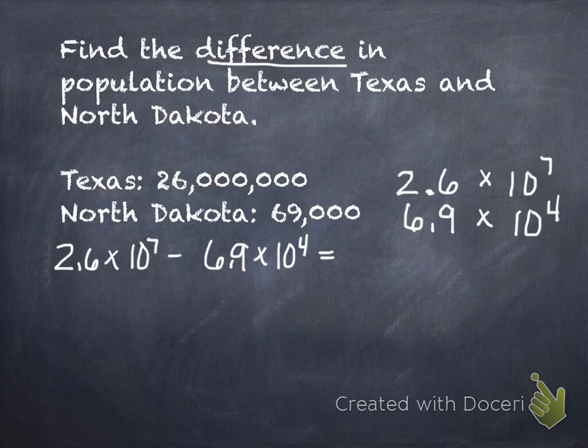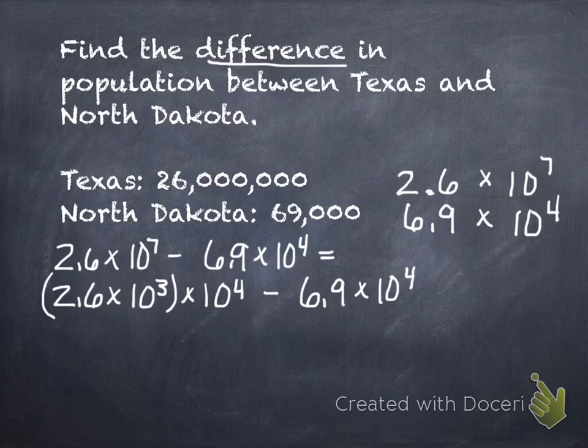So what I want to do is work it so both of these numbers have 10 to the 4th. I've got 10 to the 4th on 69. So I need some number times 10 to the 4th minus 6.9 times 10 to the 4th. And so what's happened here is we've broken up 10 to the 7th into two parts. We're now thinking of it as 10 to the 3rd times 10 to the 4th. And think about your exponent rules as to why I can do that. Okay, so let's see if you can figure out the reason why I'm doing this.